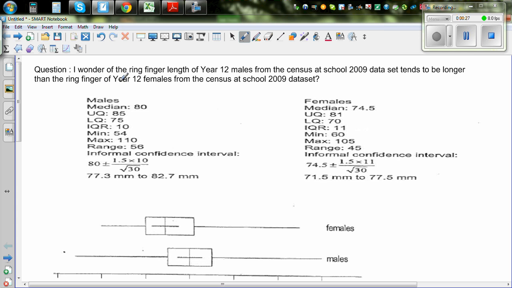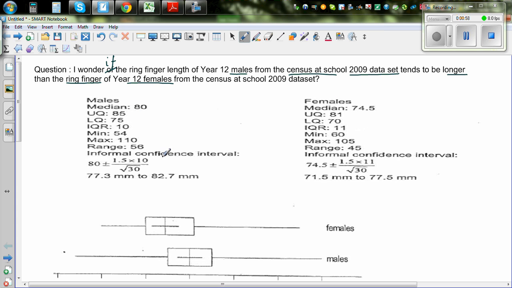The question is, I wonder if the ring finger length of year 12 males from the Census at School 2009 data set tends to be longer than the ring finger length of year 12 females. So you're comparing males and females, and you're taking the measurement of the ring finger. Now this is for males. The median is 80, upper quartile is 85, and so on. And this is for females.